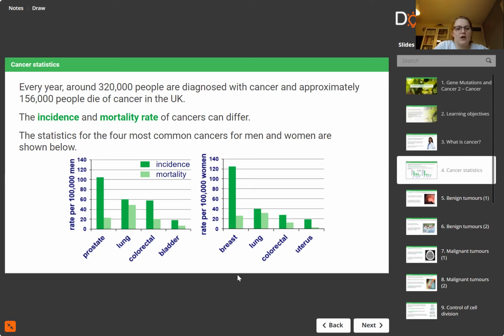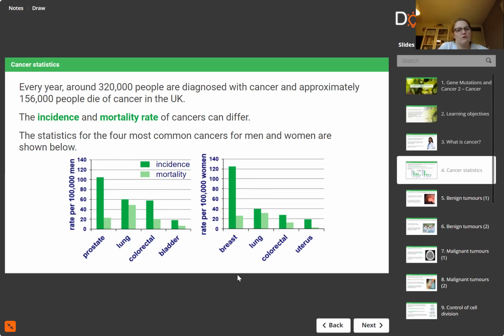Whereas when you look at something like lung cancer, 60 men per 100,000 are diagnosed with lung cancer, and actually of those 60 you're looking at 50 of them dying, so only 10 would survive. So the mortality rate for prostate cancer is a lot lower. Whereas if you look at bladder cancer, it's a lot less common. It's about 19 men. But the mortality rate, again, is quite low. It's probably about 2, 4 maybe. But you don't have as many men being diagnosed with it.